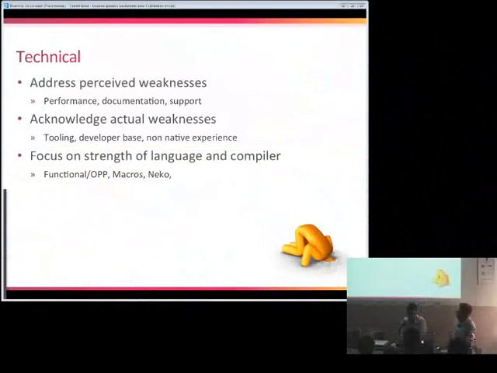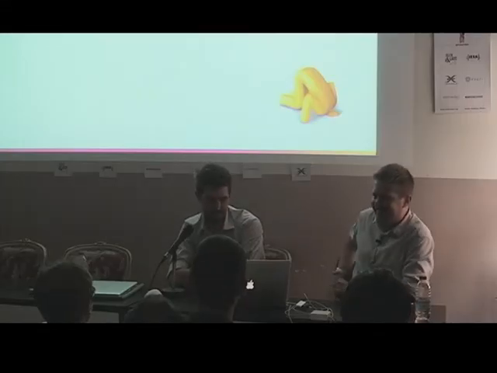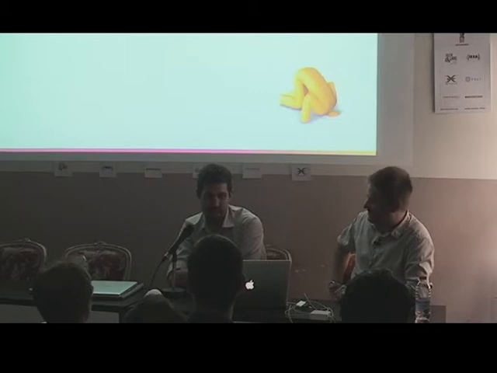So in the end, focus on the real strength of the language and the compiler. As I said before, functional and OOP styles. Macros: the standard response you get out of Nicholas these days is, "I think you can do that with macros," when you want him to add something to the compiler. They're an amazing tool, and they really open up a lot of possibilities for us.